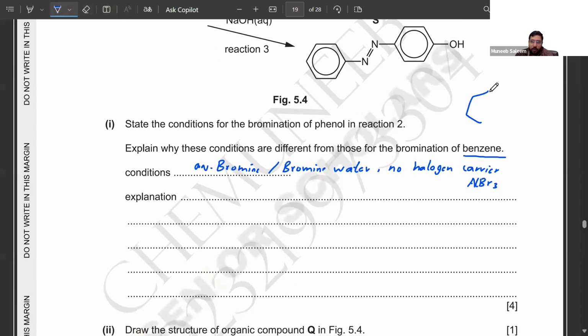So it is not a halogen compound. It is only this compound, benzene. So why is that so? The reason is that within the phenol compound, we have the lone pair of electrons, the lone pair of p orbitals on oxygen.